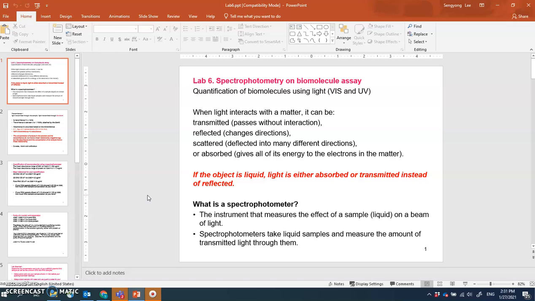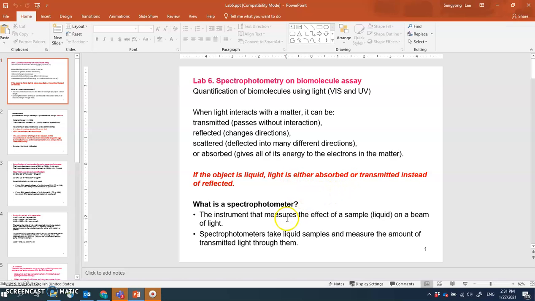So light means UV light or visible light. Spectrophotometry is based on how molecules absorb light when light strikes through them. Typically, when light goes through molecules that are dissolved in liquid, light may pass through them; we say that it's transmitted through them. Or light may be reflected, scattered, or light energy may be absorbed by the molecule. If the object is completely dissolved in liquid, light is either absorbed or transmitted through, instead of reflected. So it's either absorbed or transmitted.